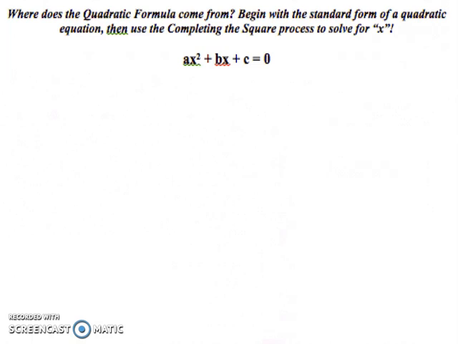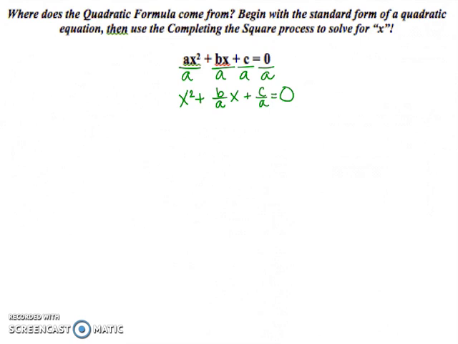We start with the standard form of a quadratic equation, ax squared plus bx plus c equals 0. Hopefully you recall that if you are completing the square, a must be 1. Since a is generic here and a can be anything in this equation, we're going to need to divide by a so that we ensure that we've got a 1 in front of that x squared. So our first step is going to be to divide everything by a. That's going to give us x squared plus b over a times x plus c over a equals 0.